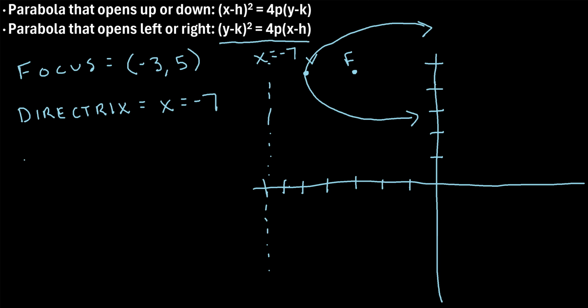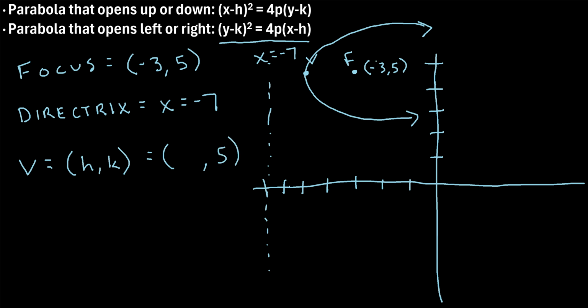So the first thing we want to do is figure out what is the vertex. Well, we know it has the coordinates h, comma k. And we're told that the focus is negative 3, 5. And we know that the directrix is negative 7. So if the vertex is directly in between these two, we know that the vertex has the same y coordinate as the focus. So we can fill that in. It has a 5.